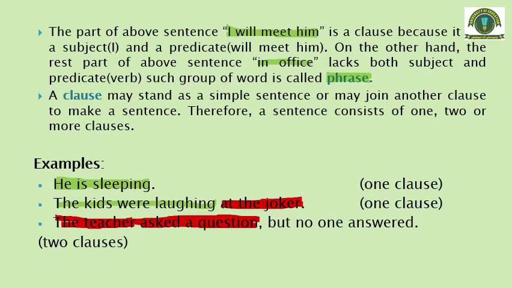The sentence is complete. But there is some remaining part of the sentence, that is no one. No one is also a subject. Answered. Answered is a verb. It's an action. It is a predicate. So in this sentence, we have two subjects and two predicates. It means we do have two complete clauses over here. Fine.